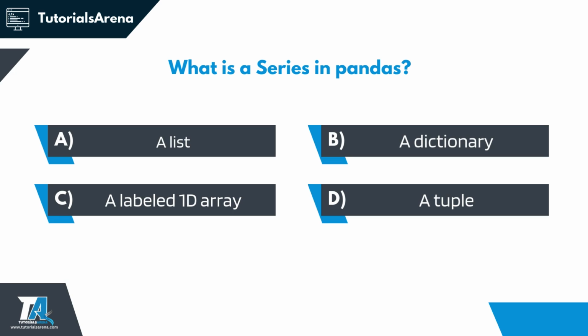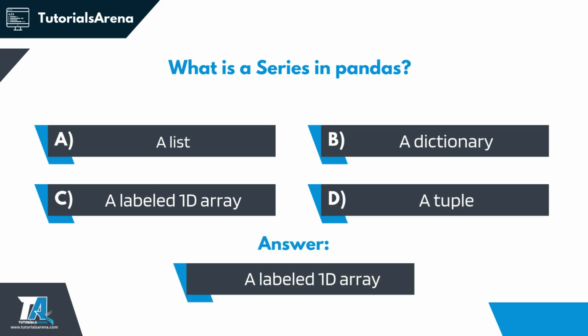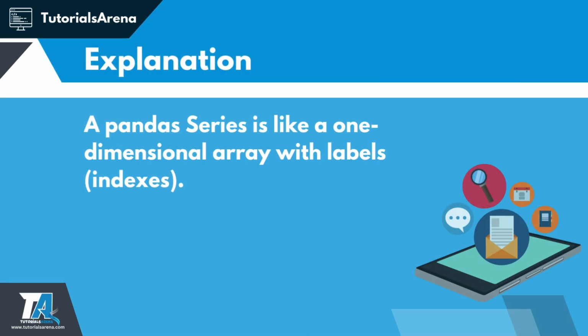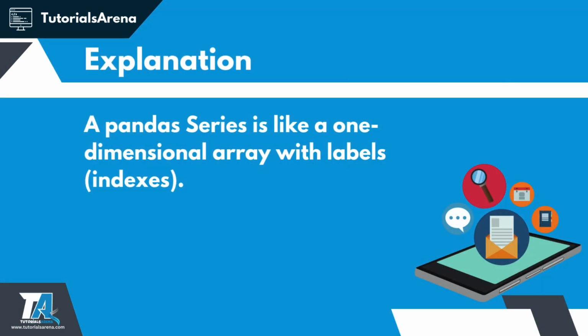What is a series in Pandas? The correct option is option C, labeled 1D array. A Pandas series is like a one-dimensional array with labels or indexes.